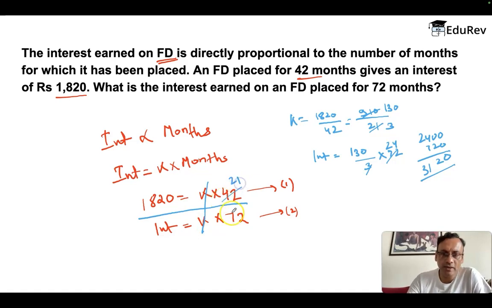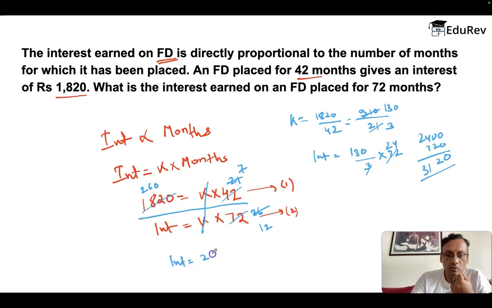So I'll make it 21, this is 36. Both are multiples of 3, so 7 and 12. Then 1820 and 42 can get cancelled with 7. So I get 260. So my interest is equal to 260 into 12, which is 2600 plus 520, which is 3120.